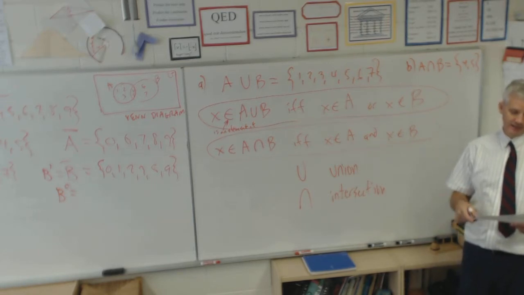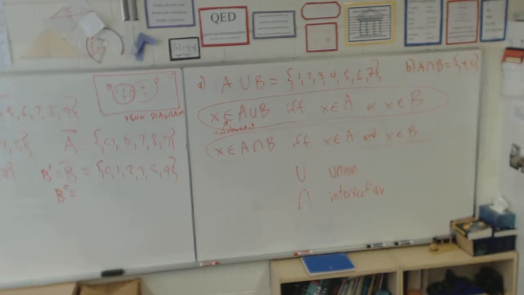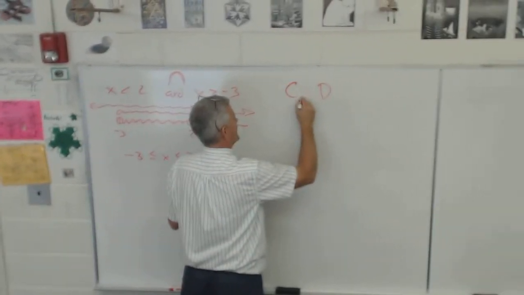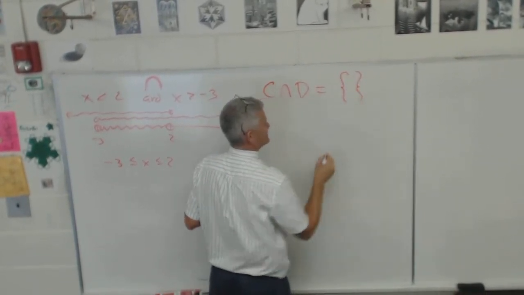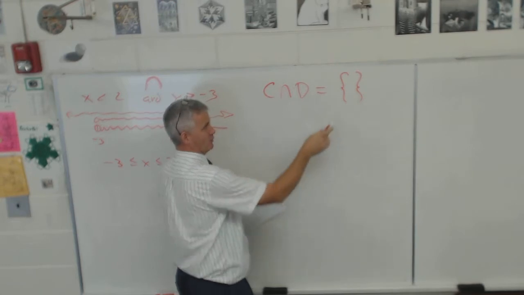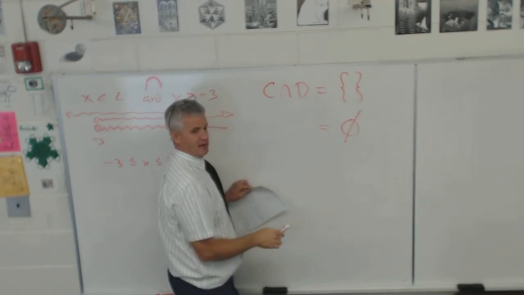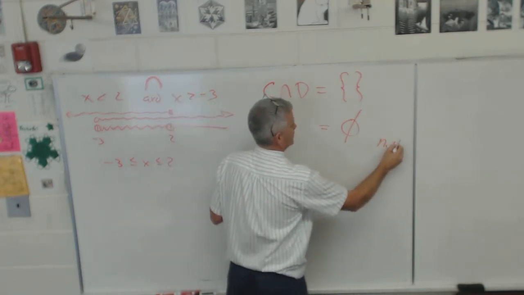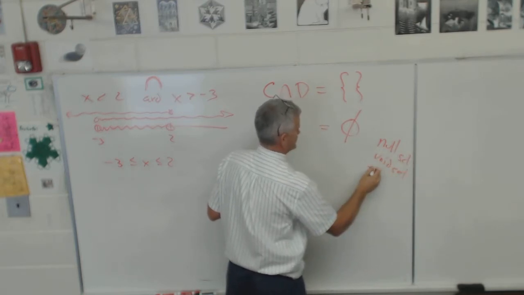Okay, and Ruthie, what would C intersect D be? Part D. Are there any others? No numbers. Does anyone know what we write when there's no numbers? Empty set. So C intersection D is an empty set. That's one way to write it, but you guys know that that symbol means empty set. Null set, void set, empty set.